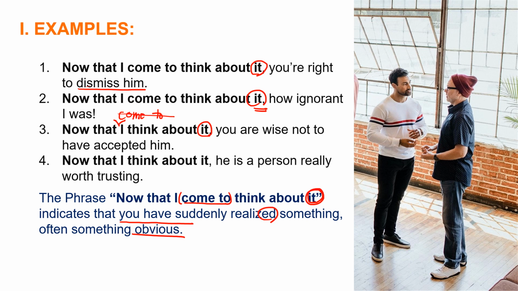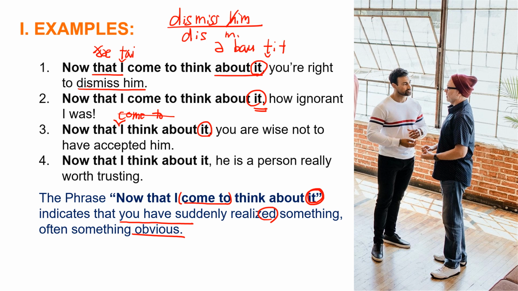Let's go back to number one. Now that I, so that I, you read as "that I," and then "now that I come to think about it," and then this T flaps, about it. Now that I come to think about it, you're right to dismiss him. So this is "dismiss him." You can read it together as you eliminate the H sound. So it's going to be "dismiss him." Dismiss him. Now that I come to think about it, you're right to dismiss him.